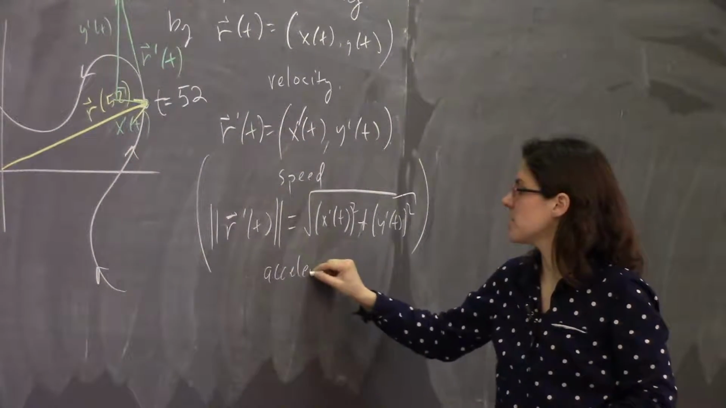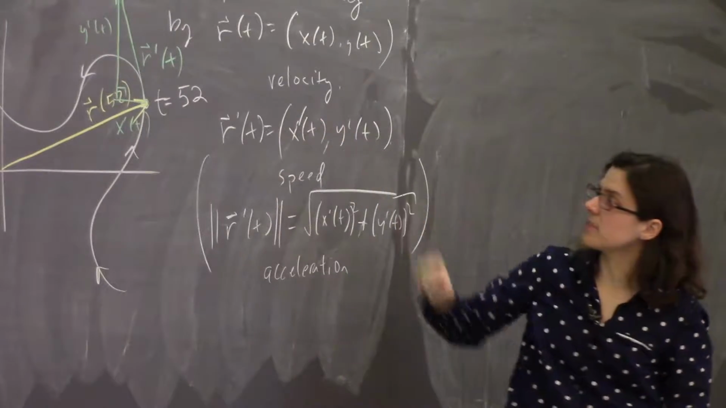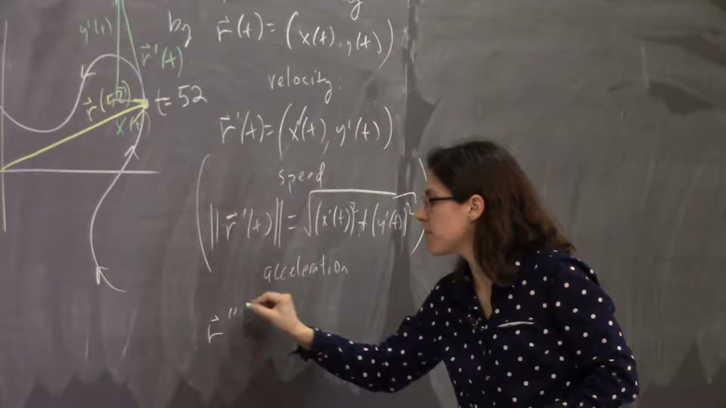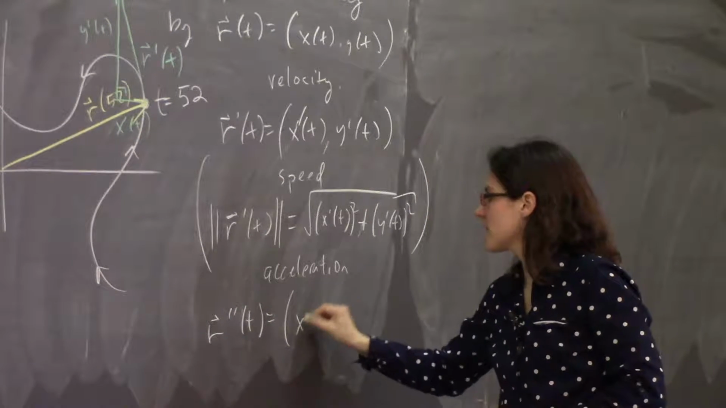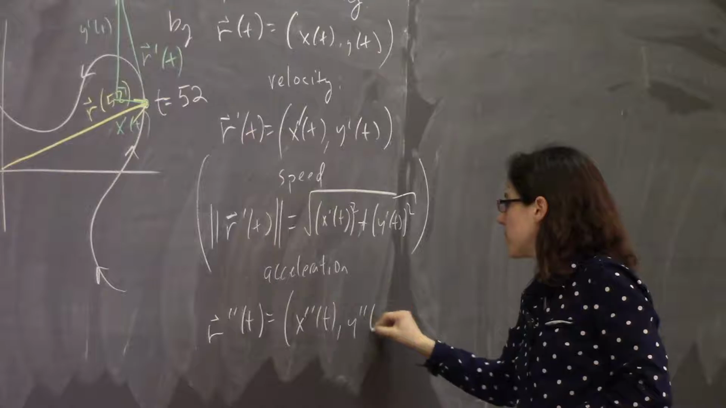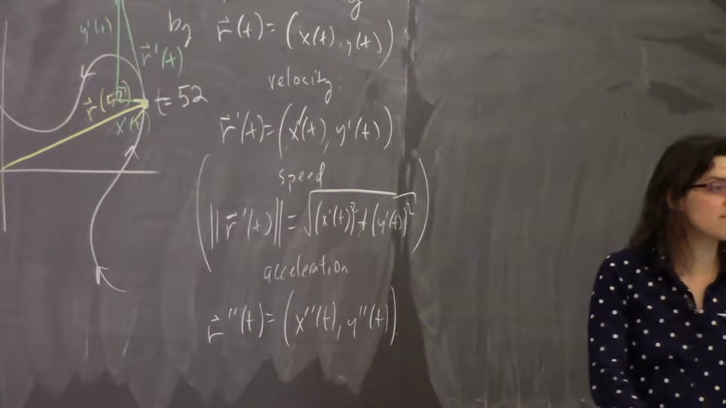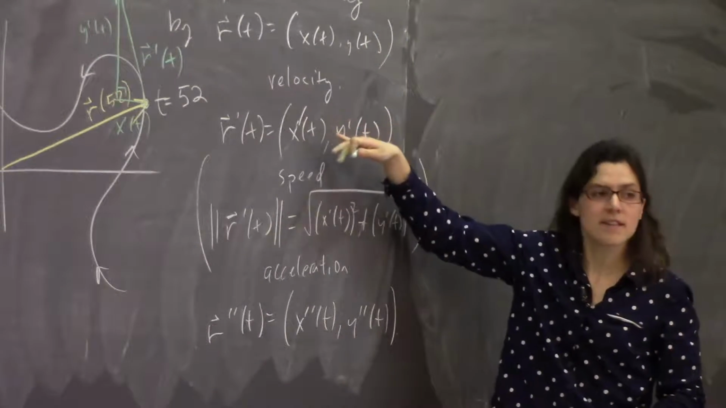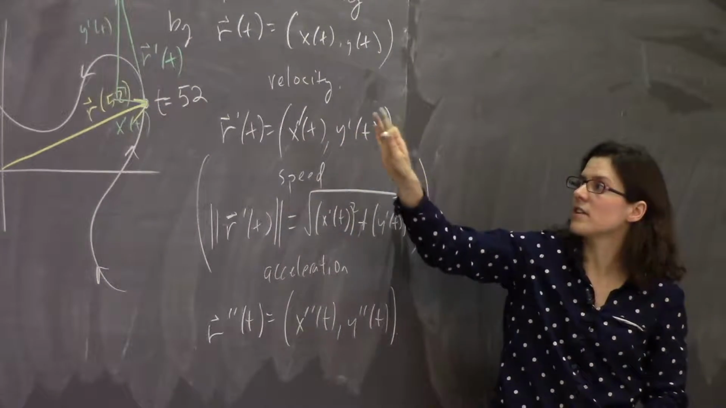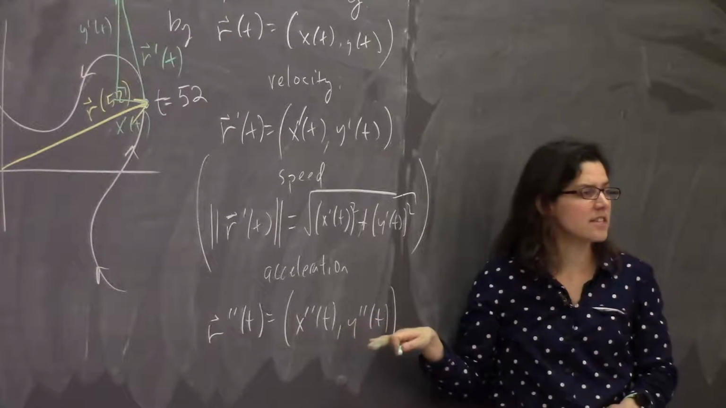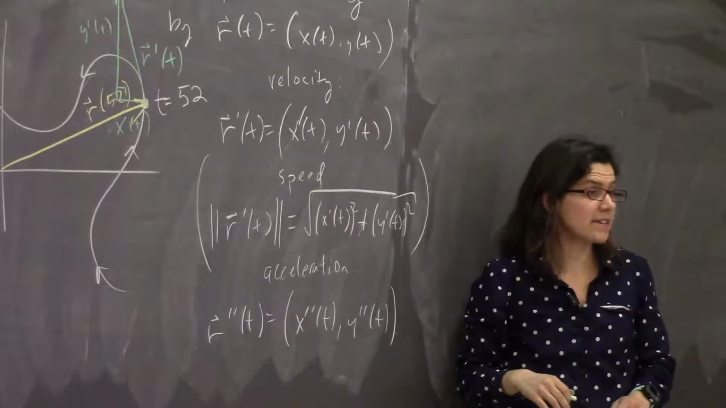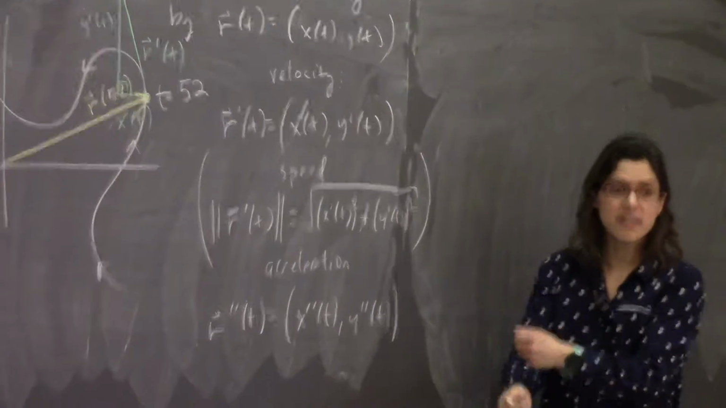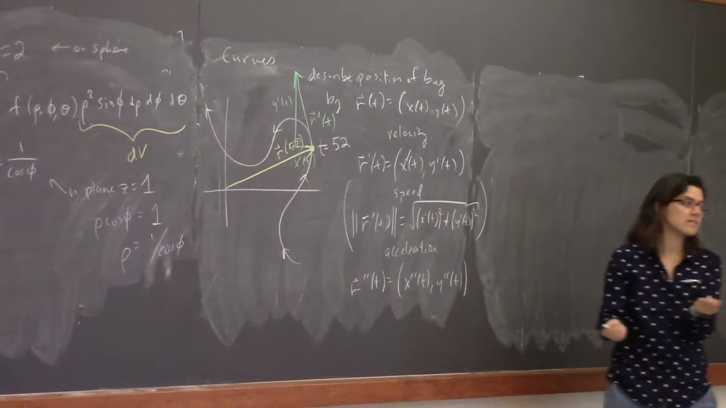And then the acceleration is how the velocity is changing. So it's the second derivative. So r double prime of t, which is x double prime of t, comma y double prime of t. So the idea here is if you have the position, you differentiate term by term to get the velocity. And if you have the velocity, you can differentiate term by term to get the acceleration. OK, so given exactly where the thing is at all times, you could find out everything about how it's moving.